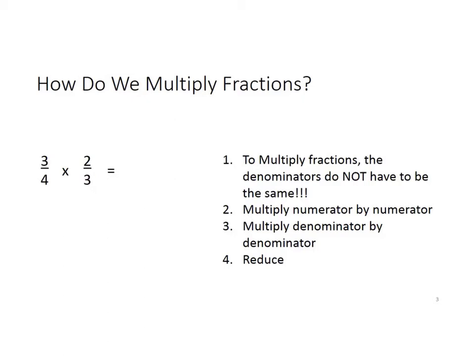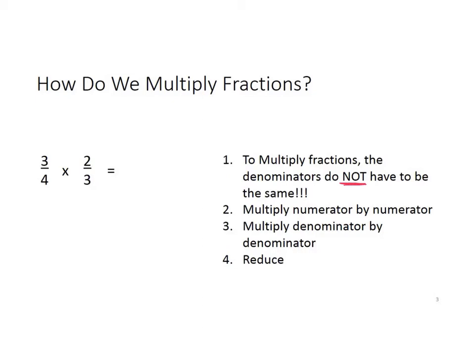How do we multiply fractions? Well, you don't want to have to draw a picture out each and every time. So here are the steps you follow to multiply fractions. First of all, this first one's going to make everybody happy. To multiply fractions, the denominators do not have to be the same. So no more having to worry about the least common multiple or changing the denominators. So step 2, you multiply numerator by numerator. Step 3, multiply denominator by denominator. And step 4, you reduce.